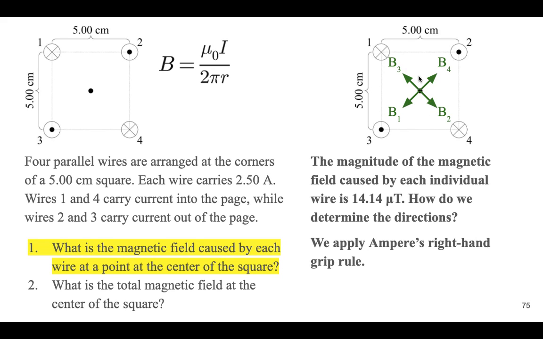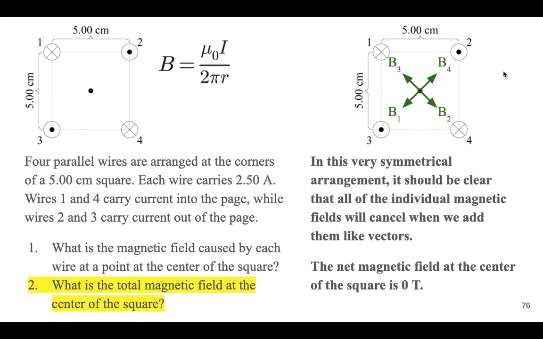B3, coming towards you, right-hand rule means, current 3 is coming towards you. That means B3 is going this way, up and to the left. And for 4, this is a current going away from you. So right-hand rule, that magnetic field will be going up and to the right.